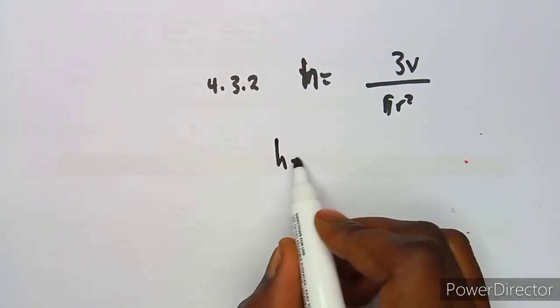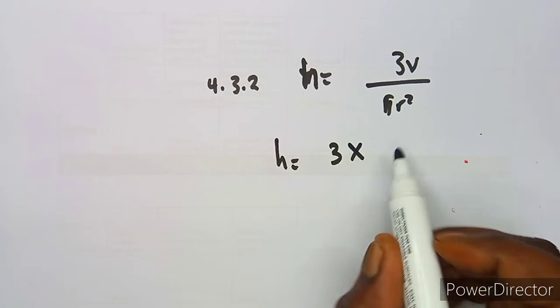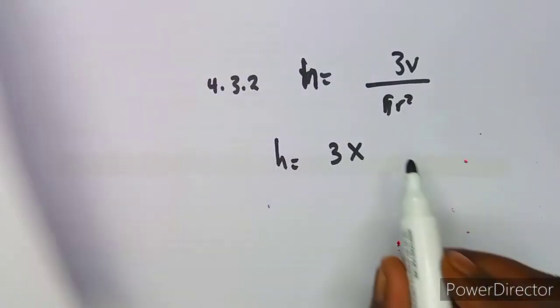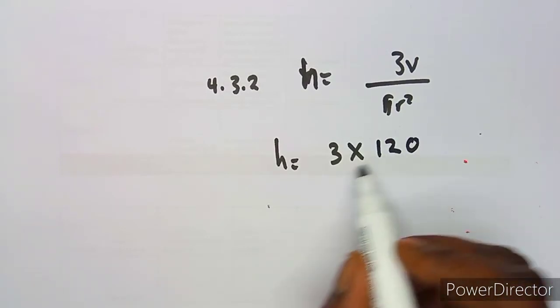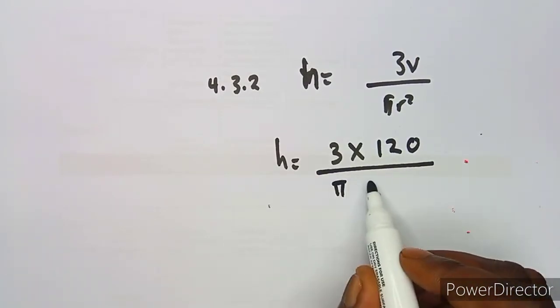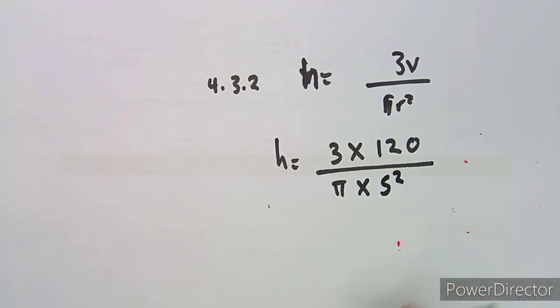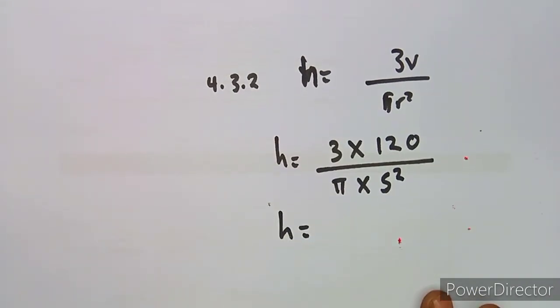So h is equal to 3 times V, which is the volume. In this case, we've got a volume of 120, so it's going to be 120 over pi r squared, so it's going to be pi times our r, which in this case is 5, so it's going to be 5 squared like this. So what will be the height there, which is the h?